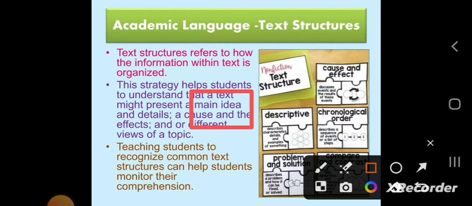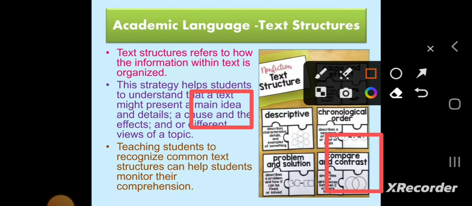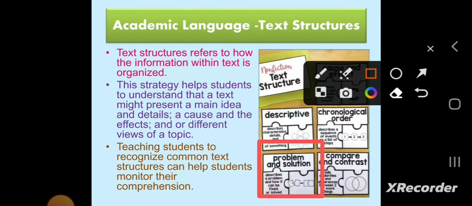Compare and contrast. This structure highlights similarities and differences between two or more subjects. It helps students analyze and evaluate the relationships and distinctions between different concepts or items. Problem and solution. This format presents a problem and then poses one or more solutions. It's useful for understanding how issues are addressed and resolved in various contexts.